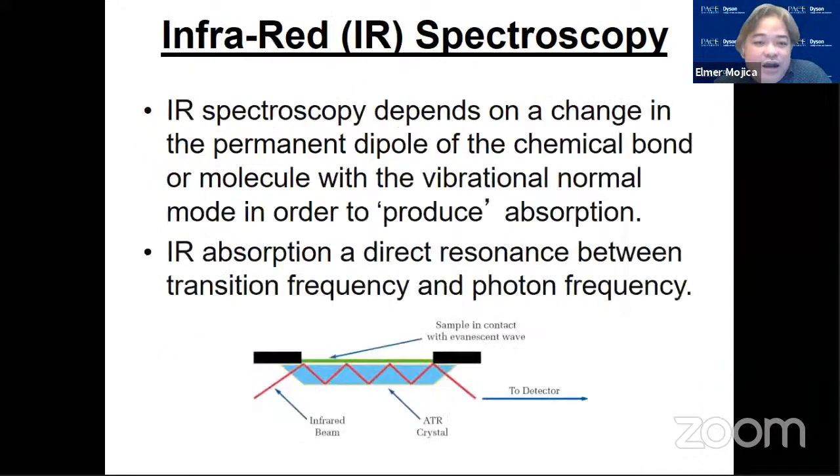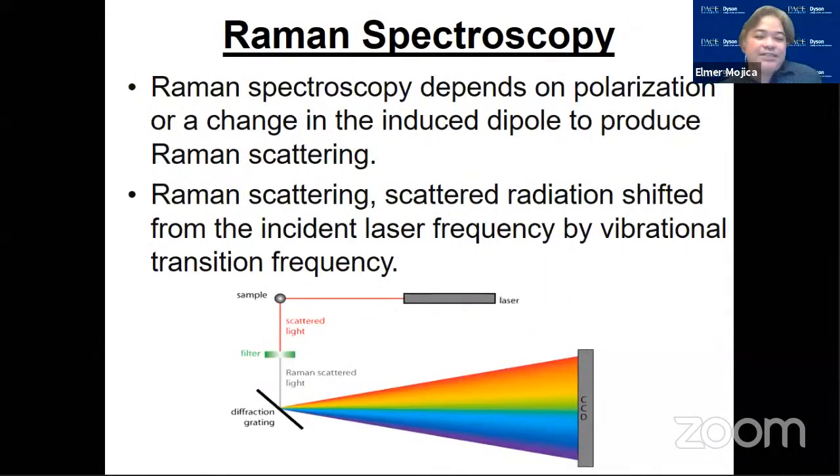For IR, it usually depends on the change of the permanent dipole of the chemical bond or molecule with the vibrational normal mode in order to produce absorption. So there is absorption in the IR for the material to vibrate. We could say IR absorption is a direct resonance between the transition frequency and photon frequency. Now for Raman, it depends on the polarization, or change in the induced dipole, to produce Raman scattering, the one that I called earlier the inelastic scattering.